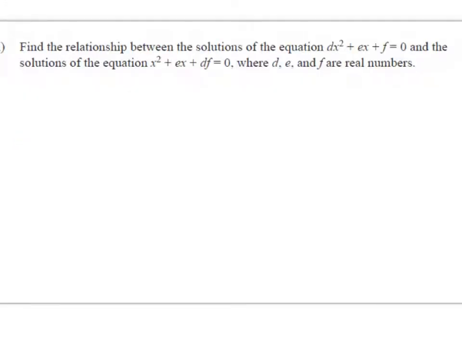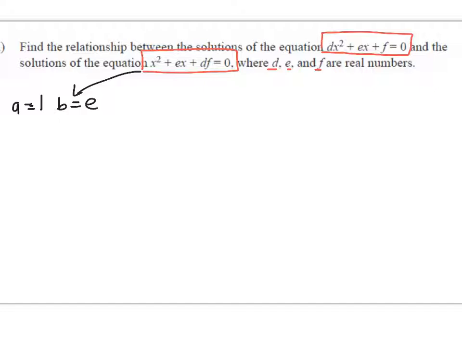Find the relationship between the solutions of this quadratic and the solutions of this quadratic. D, E and F are real numbers. So the only thing we can be going to use here is the quadratic formula. So we're just going to apply that to each equation and then see if we can see a link up. So first I'll do this one. So A is 1, B is E, and C is equal to DF.